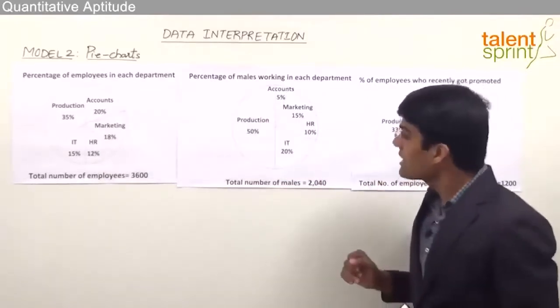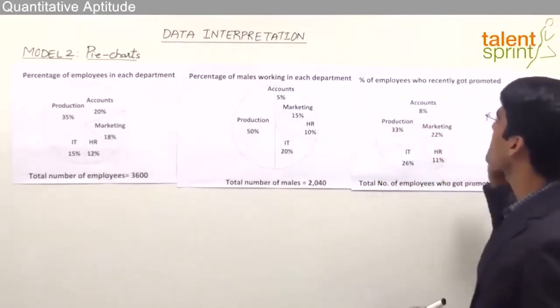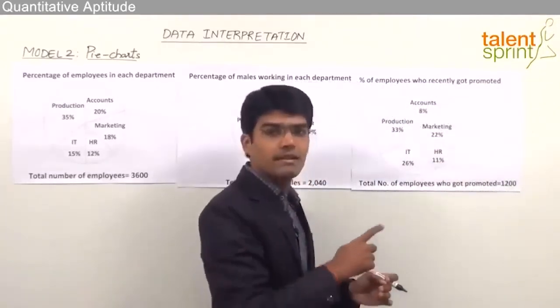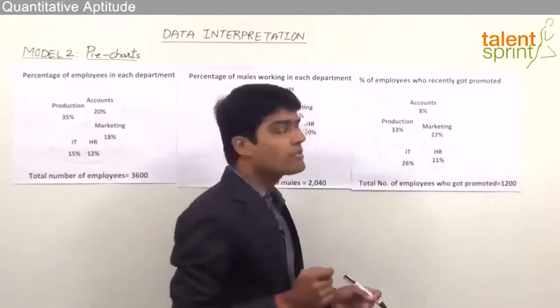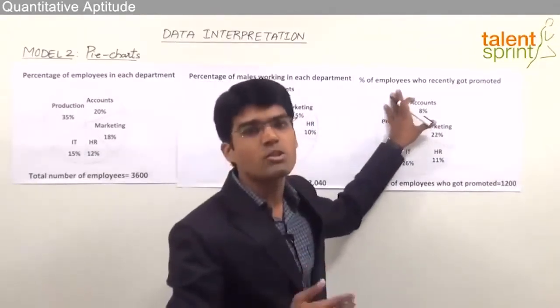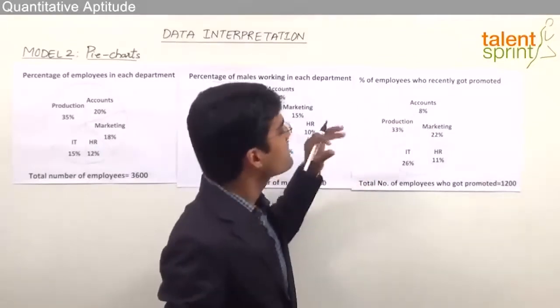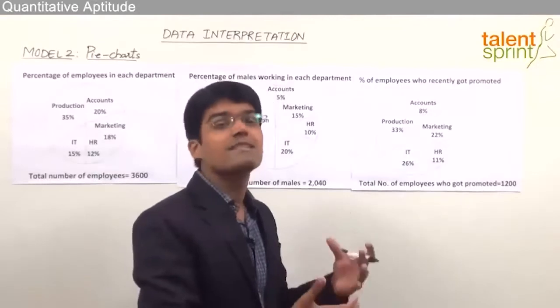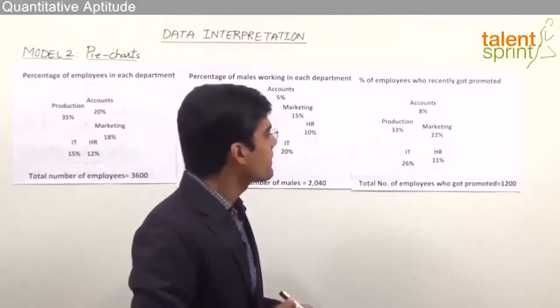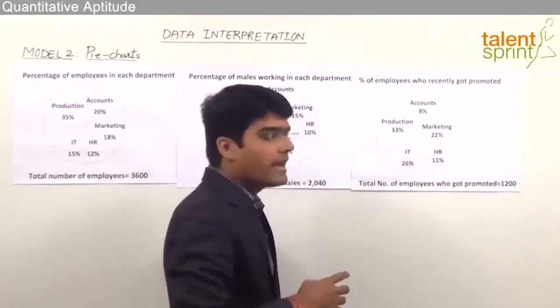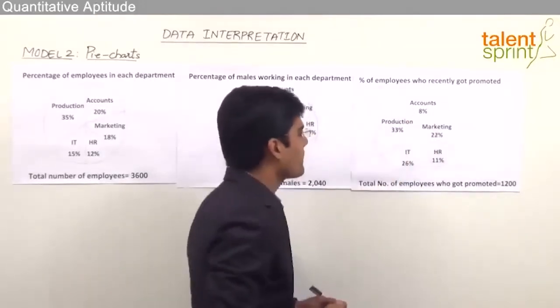Now there is one more pie chart which is talking about percentage of employees who recently got promoted. As you can see from the third pie chart here, it is about percentage of employees who recently got promoted. Again, it is about employees, not about males or females in particular. So this pie chart shows the number of employees who got promoted. In fact, percentage of employees who got promoted. Again, the 5 departments will be accounts, marketing, HR, IT and production, and percentages have been given to us.